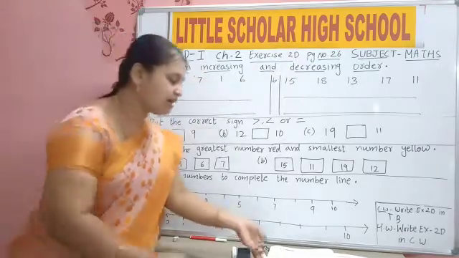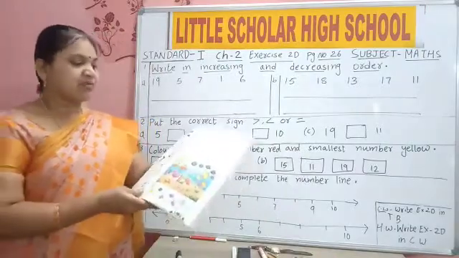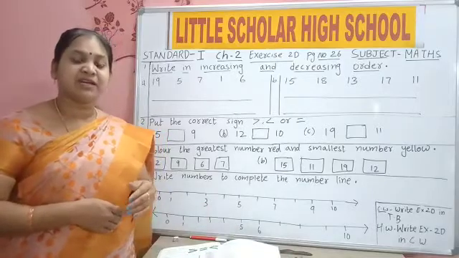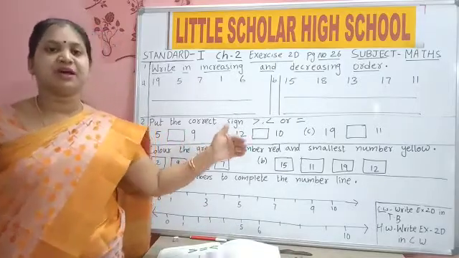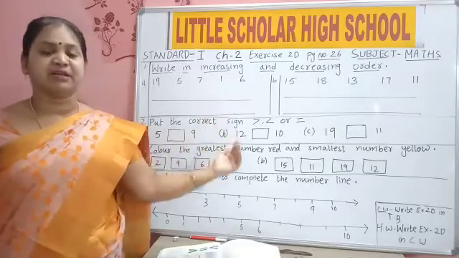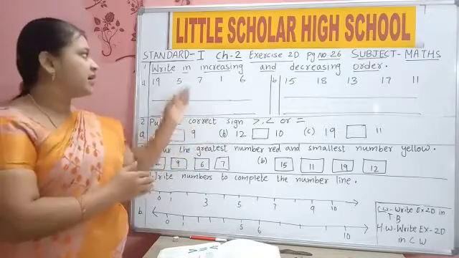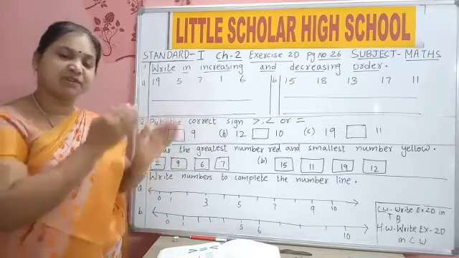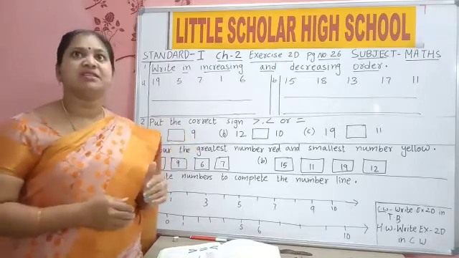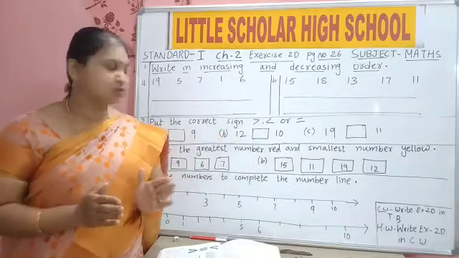Yes, already we have learned increasing and decreasing order. What do you mean by increasing order? Increasing is when the number increases from small number to big number. When we write smaller to greater number, that is increasing order. So increasing order means writing the numbers from smaller number to greater number.